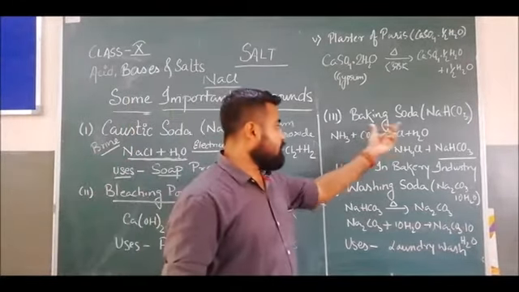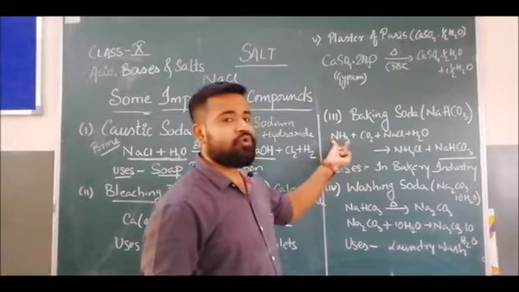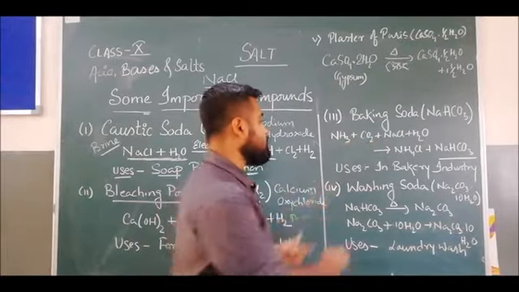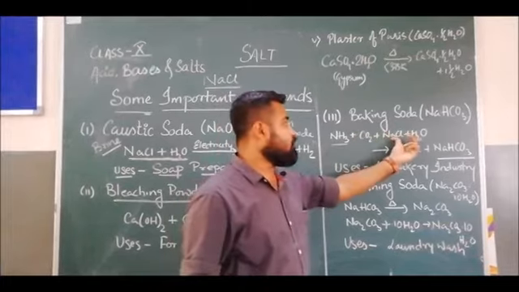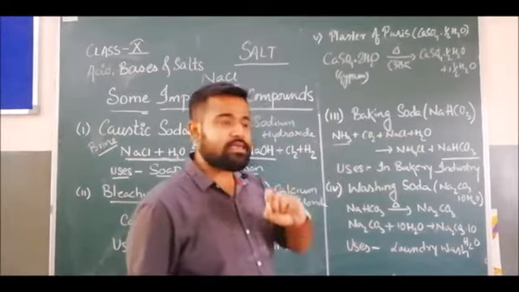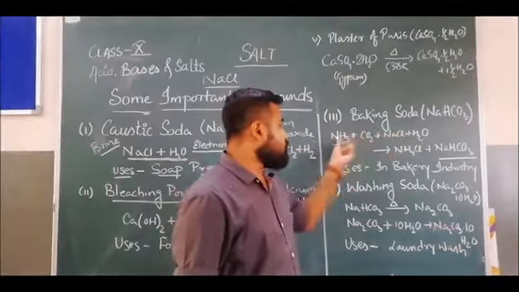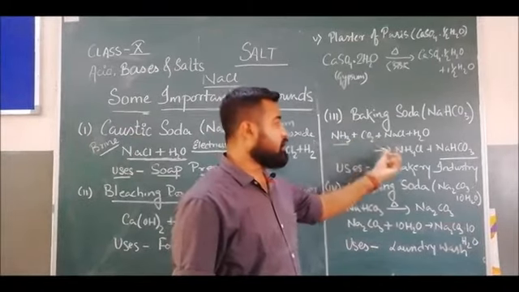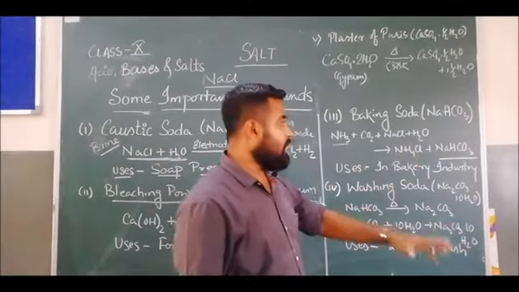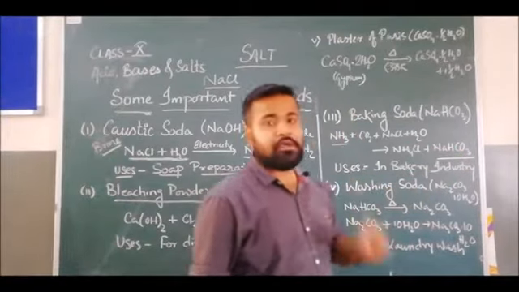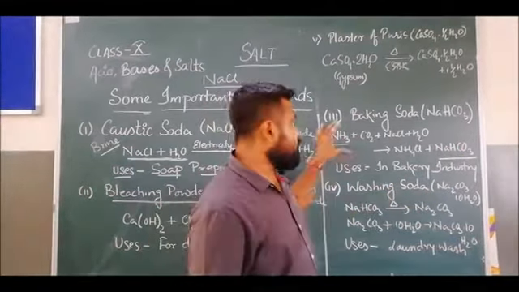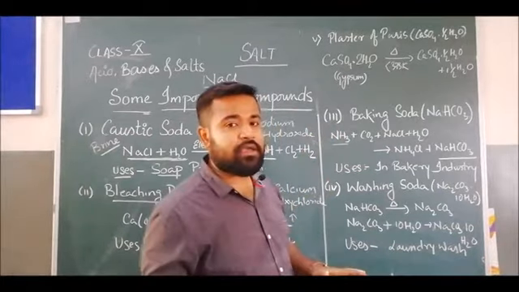So when the brine solution is passed with ammonia and carbon dioxide, NH3 is the ammonia and CO2 is carbon dioxide. When brine solution, meaning the solution of NaCl in water, is passed through ammonia and carbon dioxide, it gives ammonium chloride and it gives sodium bicarbonate. So this is the preparation method of sodium bicarbonate.